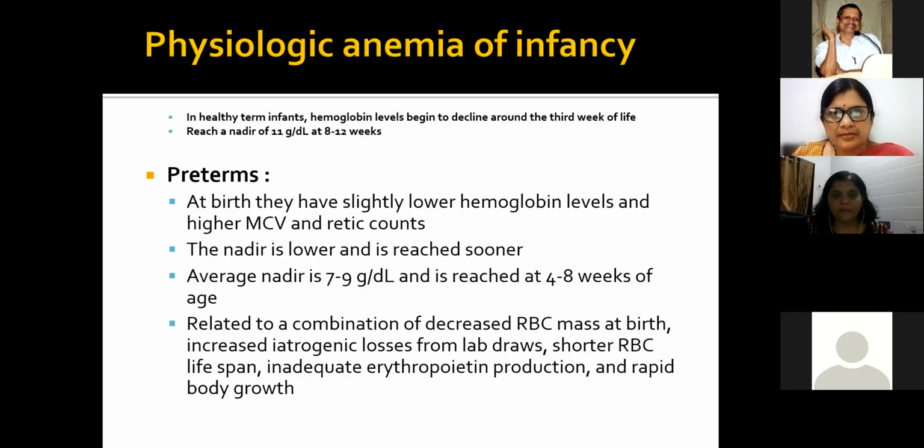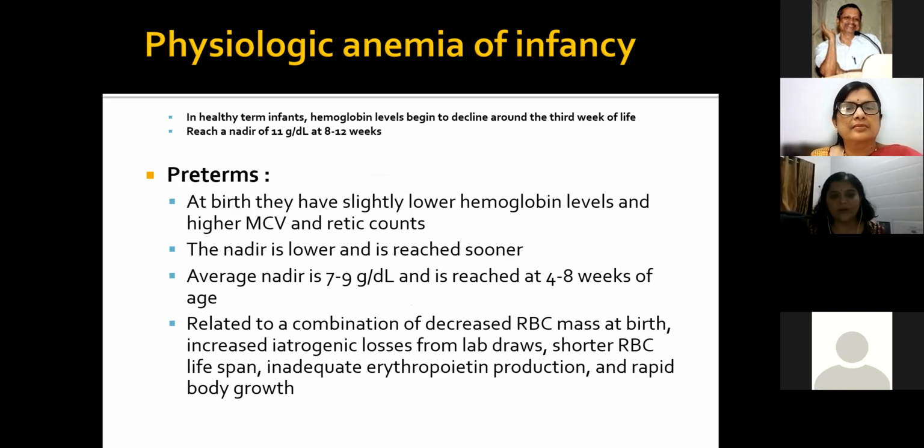We know all about physiological anemia of infancy. So generally we say that from 16.8 they will drop their hemoglobin, they will reach a nadir of about 11 at around 8 to 12 weeks, and then they will start picking up by themselves. But as I said, preterms might actually reach this earlier.